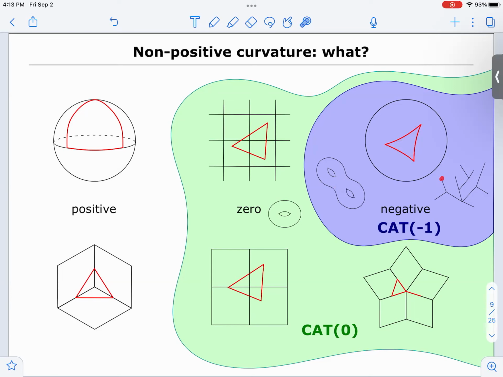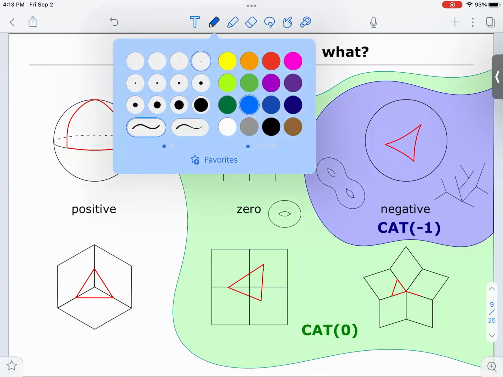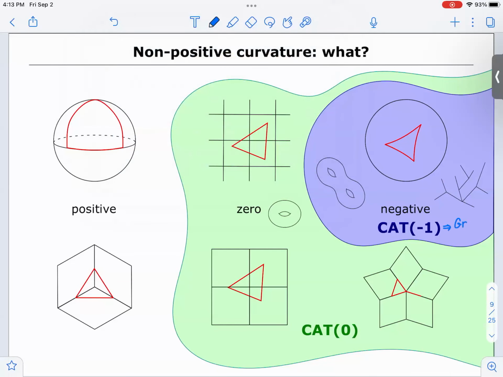On a tree, all triangles are actually tripod, so 0 angles everywhere. So that's something I consider to be negatively curved, CAT(-1). It does imply Gromov hyperbolicity. So if you prefer that version of non-positive curvature, feel free to replace CAT(-1) with Gromov hyperbolic in all of my slides. And if I have something that is in the green cloud, well, that's something that has features of negative curvature, but maybe somewhere also behaves like Euclidean stuff. So I want to allow for that. Okay, so that's something called CAT(0).